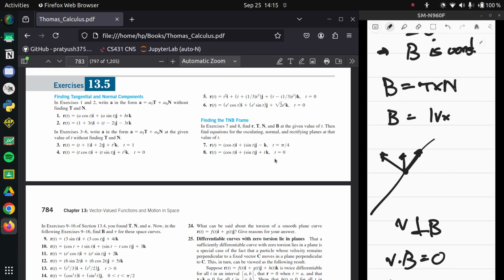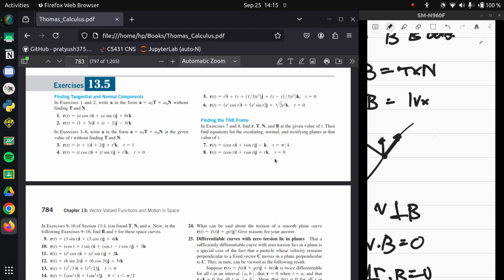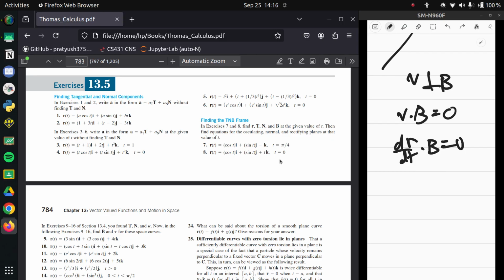You just take a dot product of that with B, it has to be 0 because it's crossed, so it is perpendicular to T, literally, right? What I'm basically saying is that B dot T is equal to 0. It's true, obviously. Yeah, that's going to be 0, sure, obviously. So what does that mean? That just means dr by dt dot B is equal to 0.